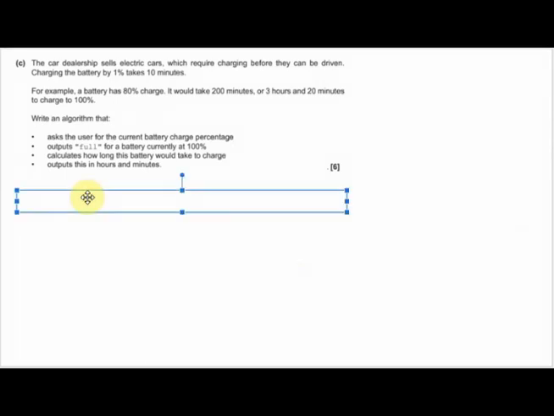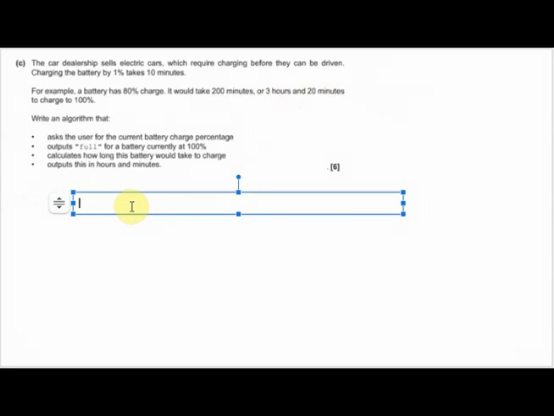So it says write an algorithm that asks the user for the current battery charge percentage. It outputs full for a battery currently at 100%. And then it calculates how long this battery would take to charge. So that's only if it's not 100%. And then outputs this in hours and minutes. Okay, so we find out how many minutes it would be, and then we need to convert that to hours and minutes. Okay, so let's take this one step at a time.